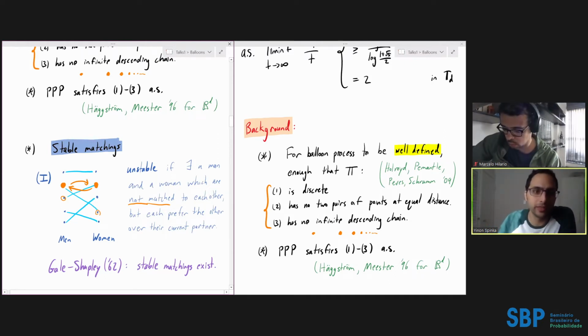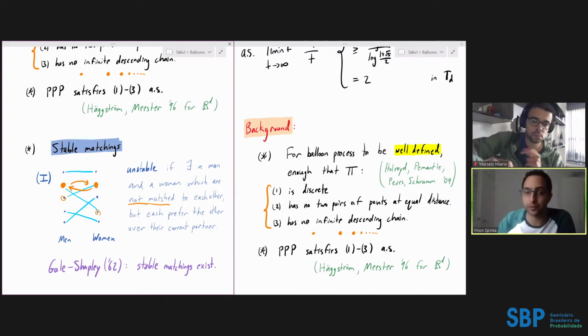Okay, so if no such pair exists, we call this a stable matching. And Gale and Shapley showed in the 60s that for any set of preferences, no matter what list of preferences you have, there always exist stable matchings. Okay, perhaps more than one.